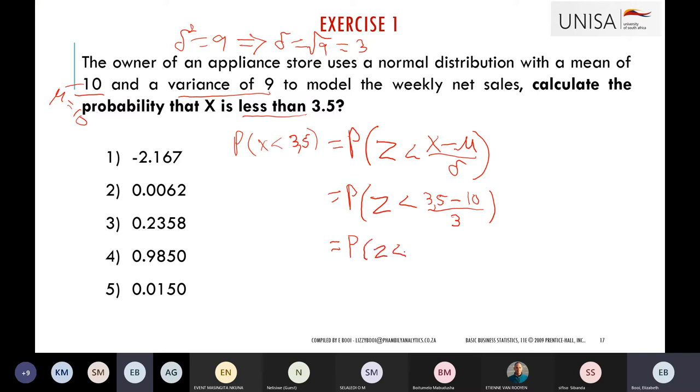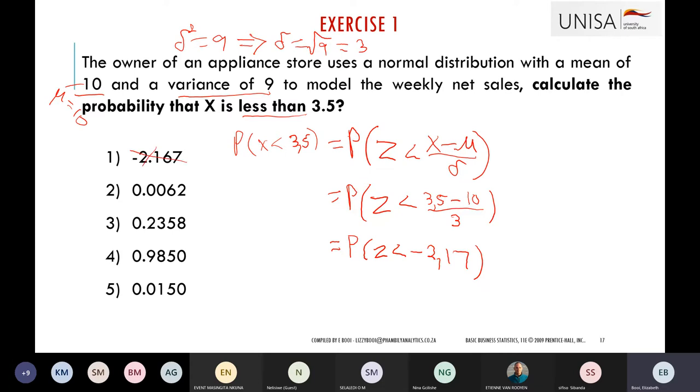Probability of Z less than, if we calculate this, what do we get? Do the calculation from your side as well. It's 3.5 minus 10 equals minus 6.5, divided by 3 equals minus 2.17. So don't look at this and say, oh, here's my answer. That is not your answer. This is the Z value.